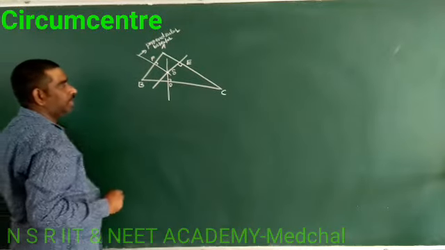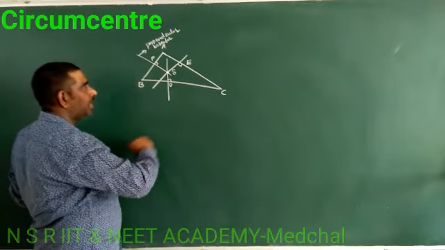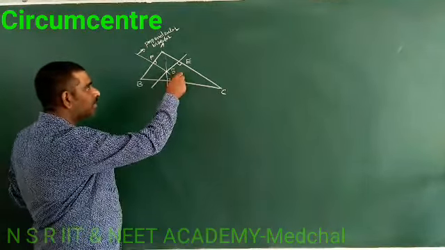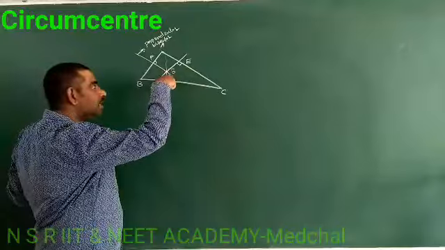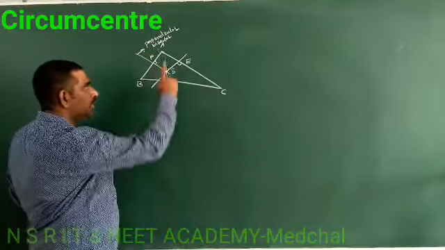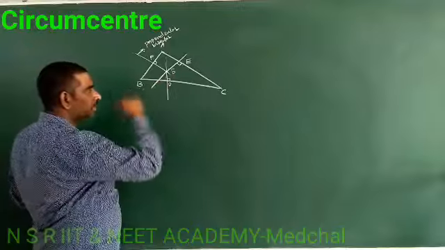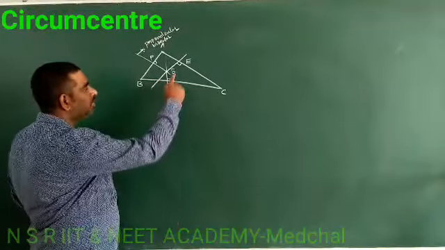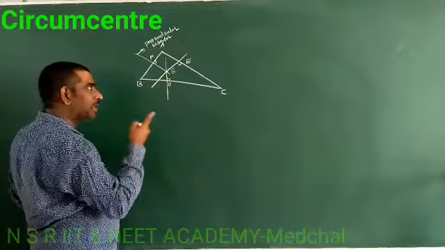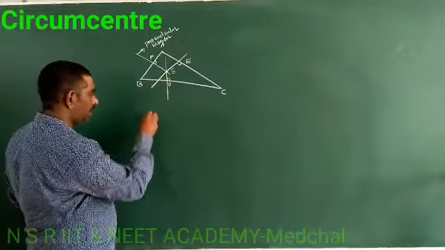Suppose this is an acute triangle. In an acute triangle, the circumcenter lies inside the triangle. Circumcenter means the intersection point of perpendicular bisectors. So the intersection point of perpendicular bisectors is called the circumcenter. It is denoted by capital S. So in an acute triangle, the circumcenter lies inside the triangle.